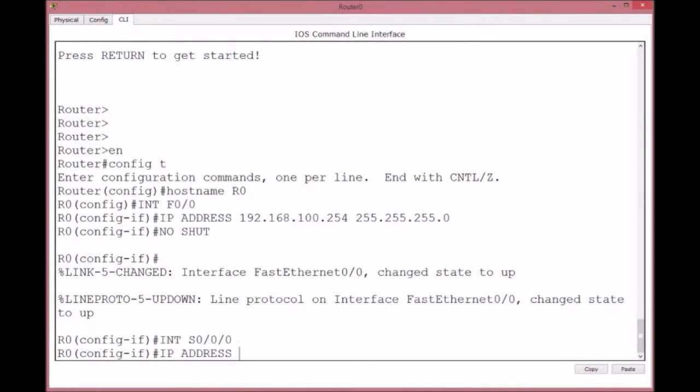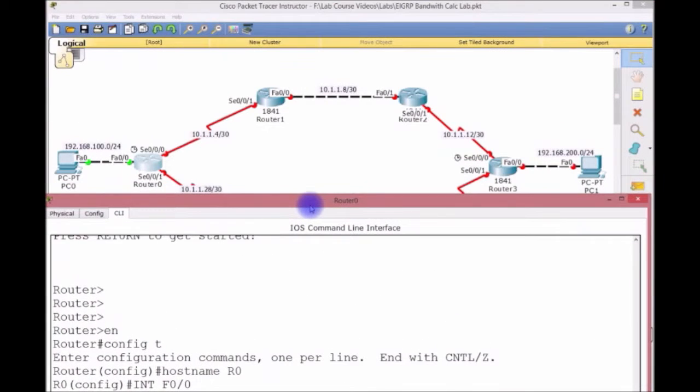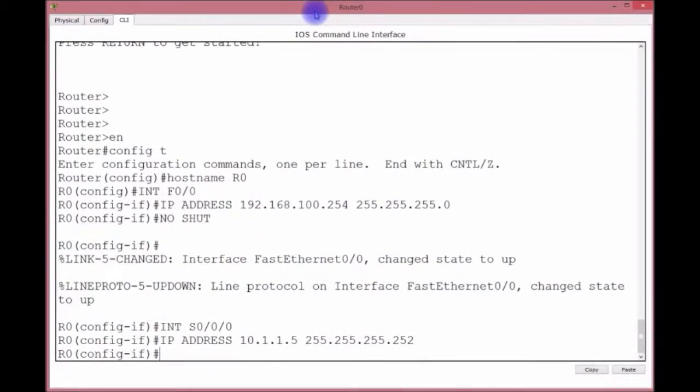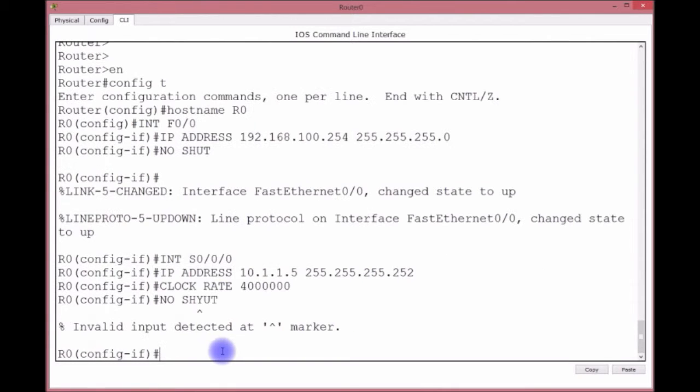Let's put it back up here. It's 10.1.1.5, 255.255.255.252, slash 30. This is an S0/0/0, and in my case I always like to use that as a DCE. Is it the DCE? Let me check. Yes, there's a clock rate on there. Outstanding. So we're going to put a clock rate of 4 million, 4,000,000, and enter. And we do no shut.